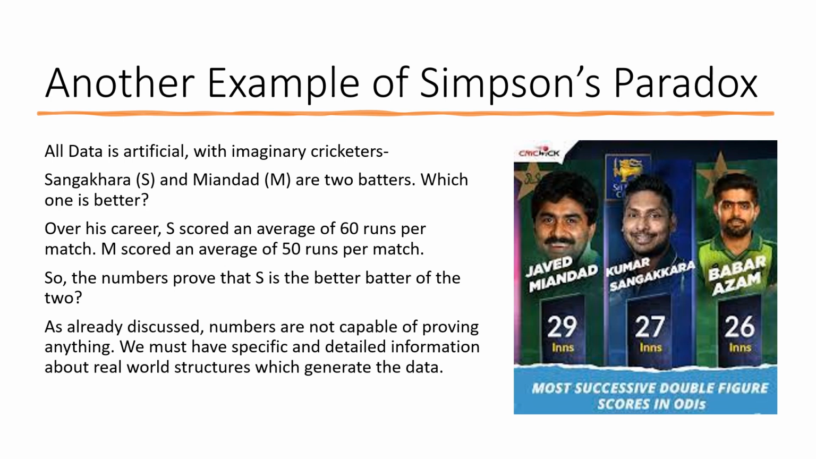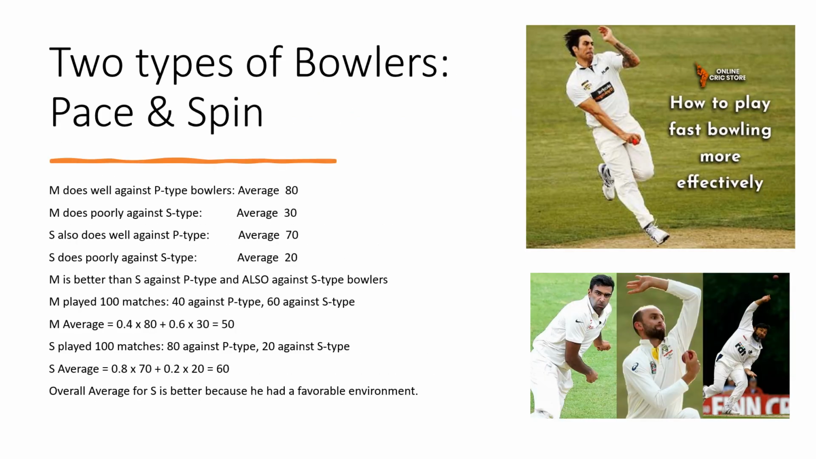As we have already discussed in previous lectures, the numbers are not capable of proving anything at all. We must have specific and detailed information about the real world structures which generate the data, and we will generate some situations where M is a better batter but he has a lower average score, just to prove this thesis. So in cricket there are two types of bowlers. Pace bowlers rely on speed and spin bowlers rely on rotating the ball in certain ways to deceive the batter.